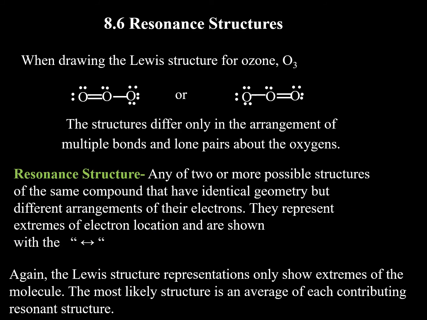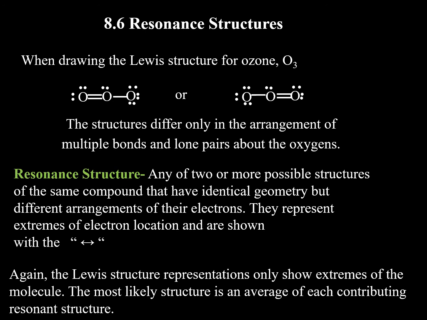So we call that resonance, and a resonance structure is any 2 or more possible structures of the same compound that have identical geometry but different arrangement of electrons. So all we're doing is moving the electrons around. Everything still satisfies our Lewis structure rules. We still use the total valence electron count, and each one should have 8 electrons.